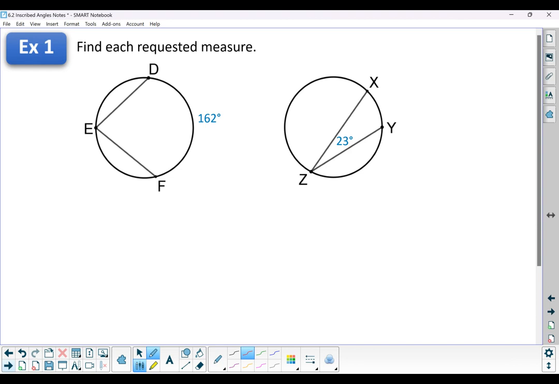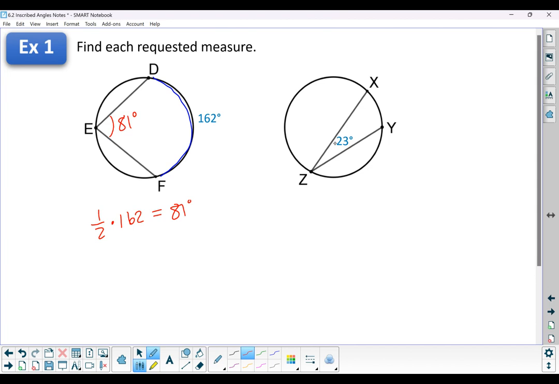So find each requested measure. In this example, we have an arc that is 162. So the angle is going to be half of that. The angle right here is going to be 1/2 of 162, which is 81. So this angle will be 81 degrees.